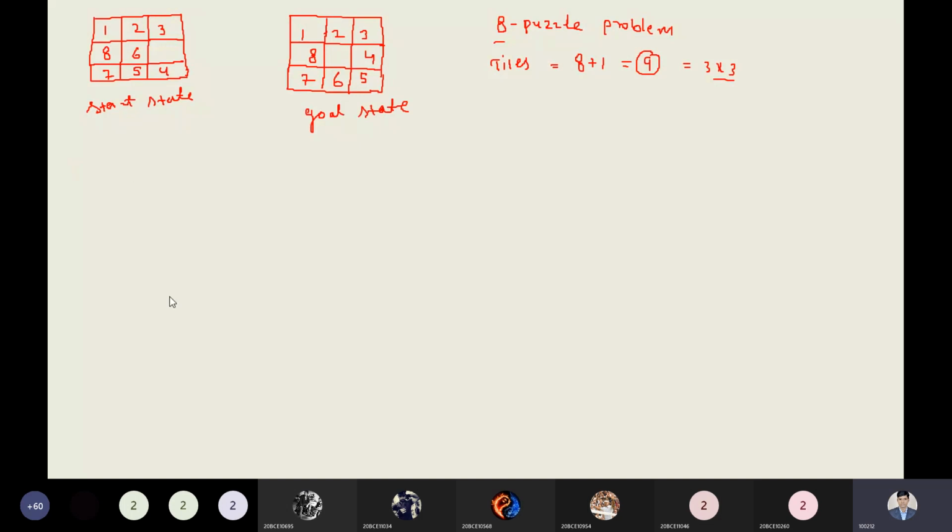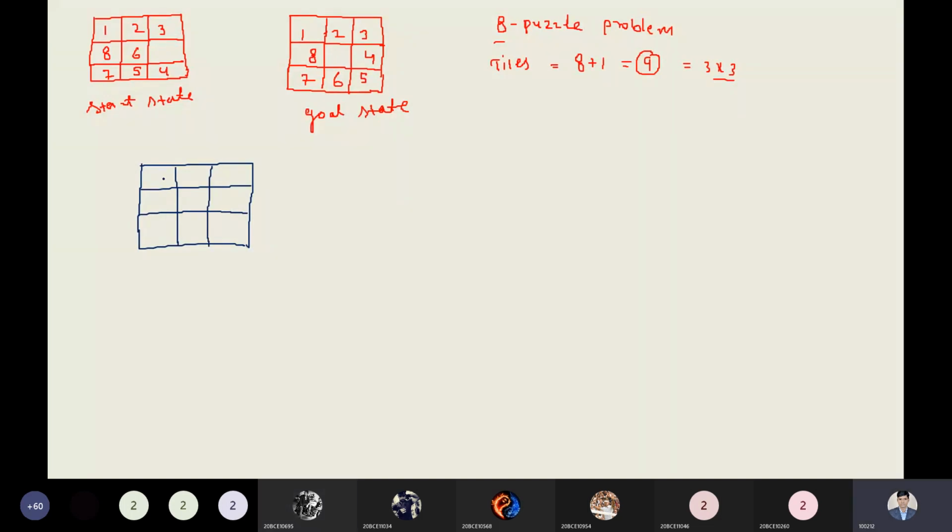Before that, let me change the color for notes purpose, so it will be a benefit for us. Yes, tell me what we can do first. We move 4 up. First, what I will do, okay, you can speak. 4 up, okay, so 4 up.